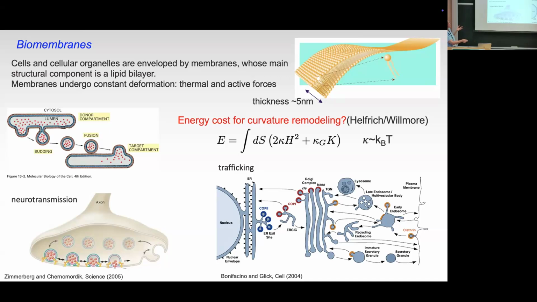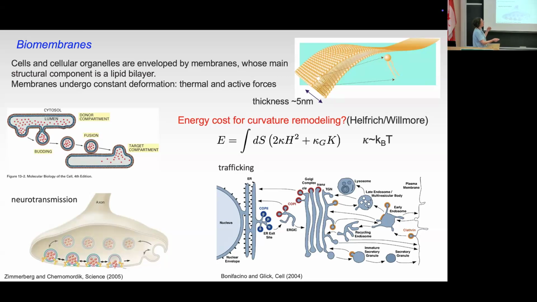As a result, these membranes also undergo massive deformations. They undergo something called budding. It's like a pinching off of a little droplet-like structure, which is a vesicle. Then these droplets have to fuse with the target compartment and so on. And so there's been a great interest in the physics community in trying to figure out what the energy budget is for these transformations, these extreme deformations.